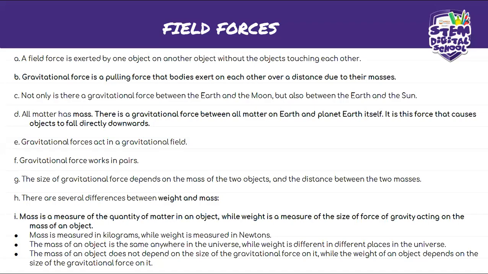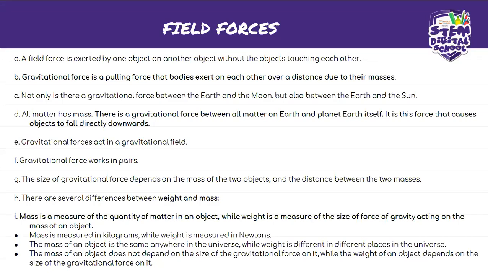Okay. All matter has mass, so that's just what we said. So here we can say that there is a gravitational force between all matter on Earth and planet Earth itself. It is the force that causes objects to fall directly downwards. That's why, because all matter has mass, when you throw an object up, the object doesn't continue flying forever. You see that it comes down. That's why they say any object that flies up will surely come down. So it's because of what? This gravitational force.